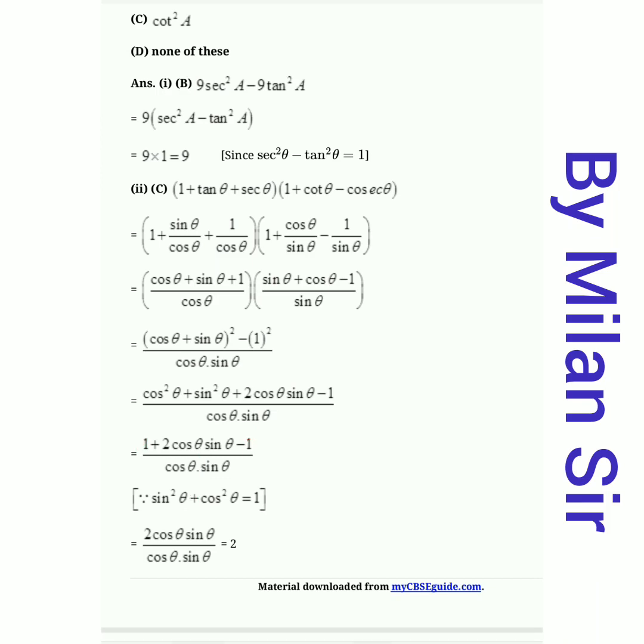Now in the numerator and denominator, cos theta cut and sin theta cut. So what is remaining? It's 2. So our answer is 2. Right? Our answer is 2.